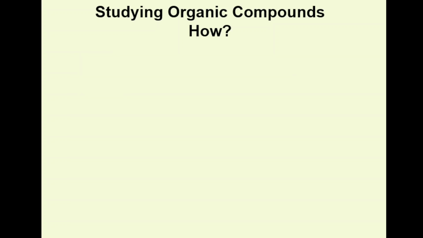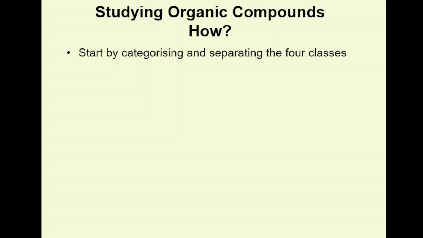So more on the how then. What we want to try and do is start by categorizing and separating the four classes out. So like I said right at the beginning, by the time you finish covering those four classes of organic compounds, there will be a whole host of words and terminologies floating around in your head, and it's difficult to separate your polysaccharides from your phosphodiester links, from your disaccharides to your phospholipids. So there's a lot of words that you need to remember, and it's very easy to get them confused and jumbled up. So we want to start by separating them out. So that's what we're going to start doing in a minute.